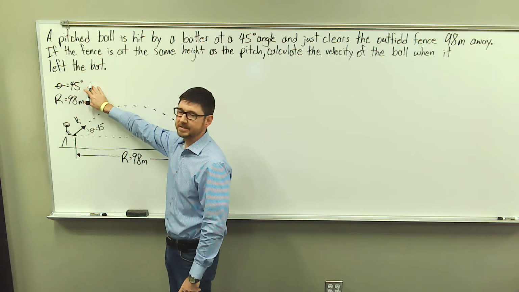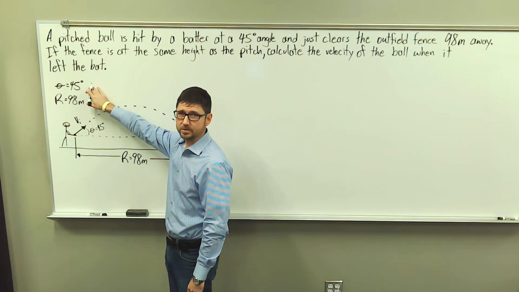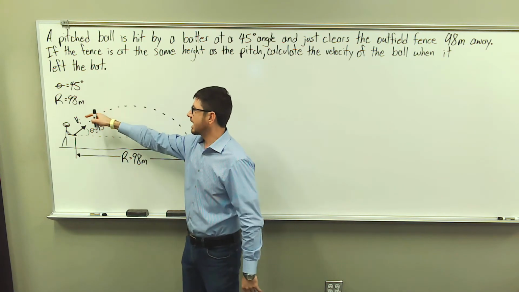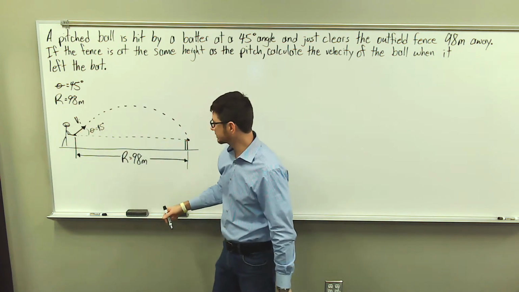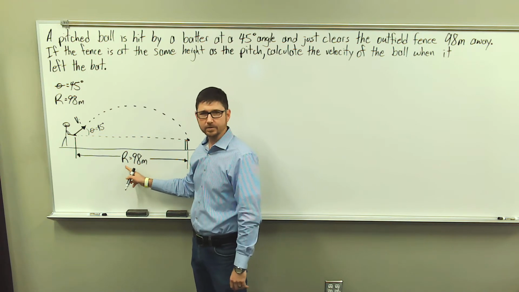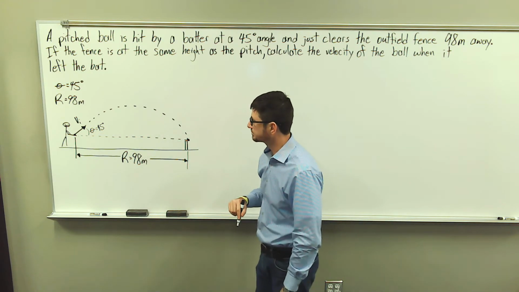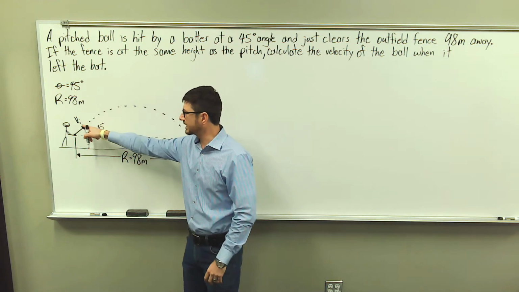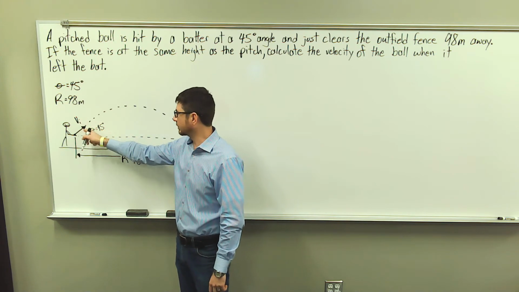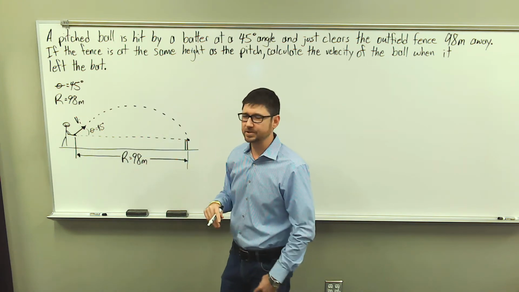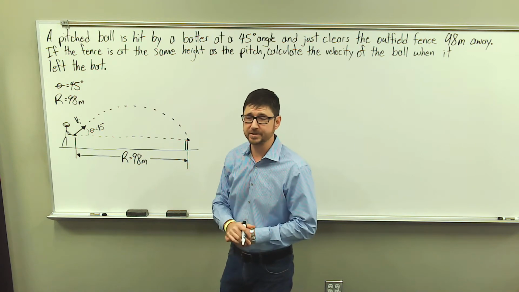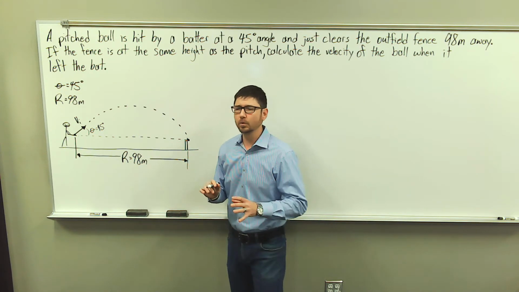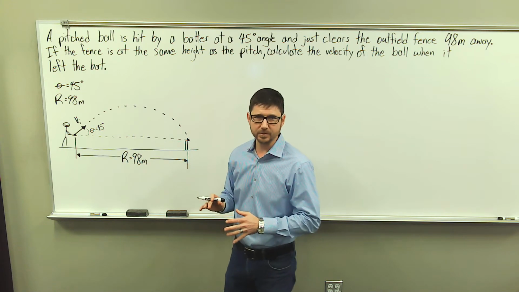The angle is 45 degrees with respect to the horizontal or the x-axis. Our displacement in the x direction is 98 meters, and on the diagram I have that here. Range is equal to 98 meters. Now here's our initial velocity vector, and we know that we can use vector resolution to break that into the x and the y component of the initial velocity. But before we do that, I want to point out a few things.